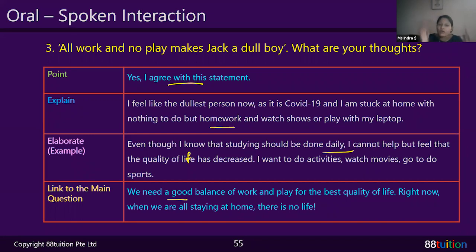So your main opinion, your main stand, is that you need to have both play and work, right? But in this case, because you're stuck at home, you can't do anything. So of course, students, this is tailored to the situation now. When it is your exam time, you can answer according to the context that you are in then. But I would strongly encourage you to put yourself in the example that you're given, so it's easier for you to connect with the question, right? No need to make anything up.